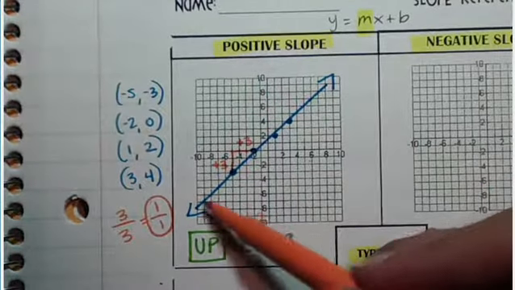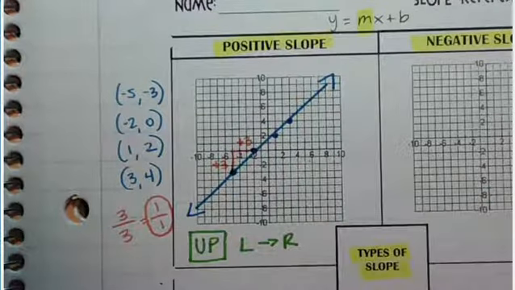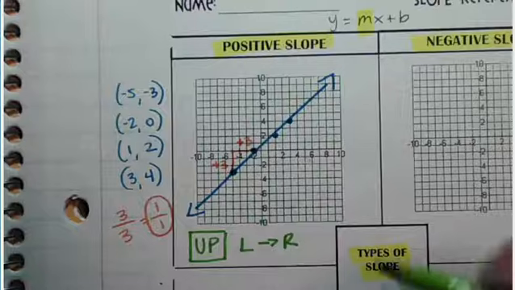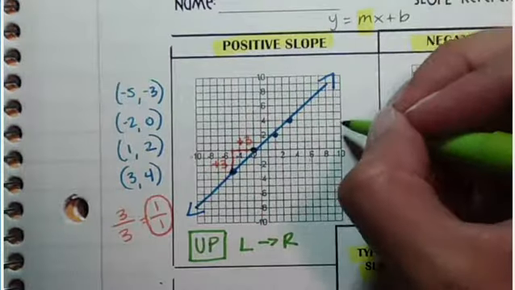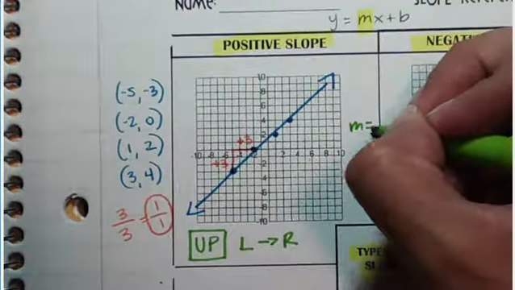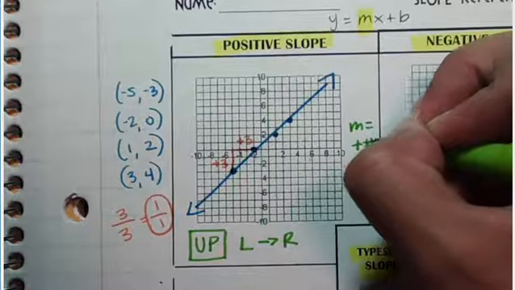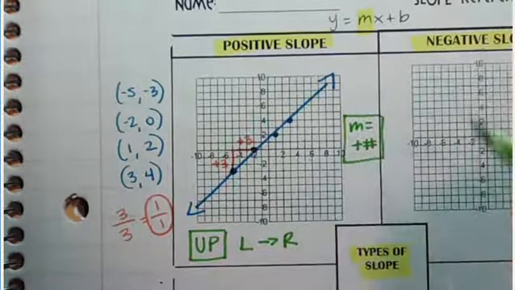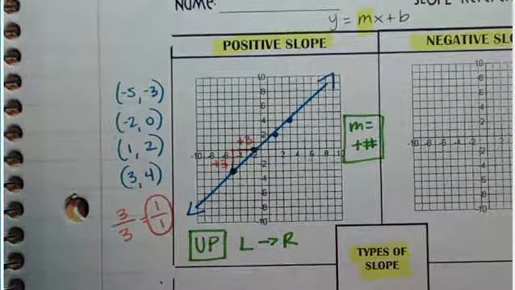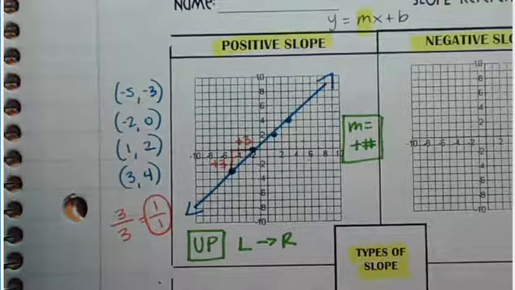Okay, which again, if it's going up from left to right, I know that the slope is going to be positive. So whenever we're looking at equations for a positive slope, the m is always going to be a positive number. So m is equal to a positive number. Go ahead and put a box around that. Positive slope, that m has to be a positive fraction or a positive number.